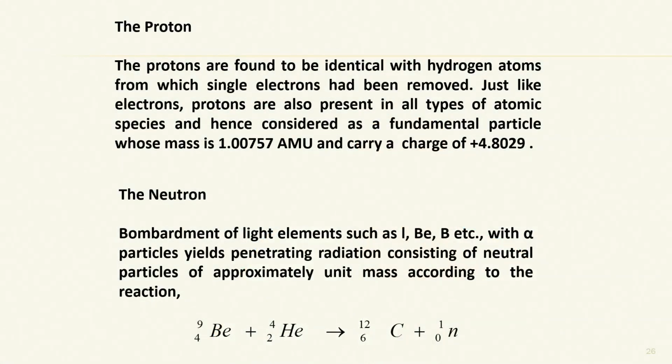Okay. So, another particle that was discovered was the proton, and look at this slide now. The protons were also found to be identical with hydrogen atoms. So, the hydrogen atom, once you remove the single electron, what remains is a proton, because hydrogen has got one proton and one electron, nothing else. So, you remove the electron, what remains is the proton. You can call it H plus or hydrogen proton or simply proton, whatever it is.